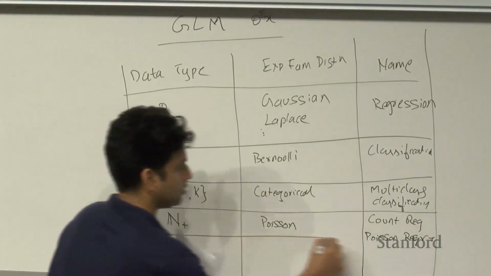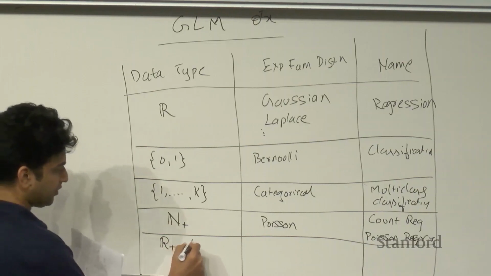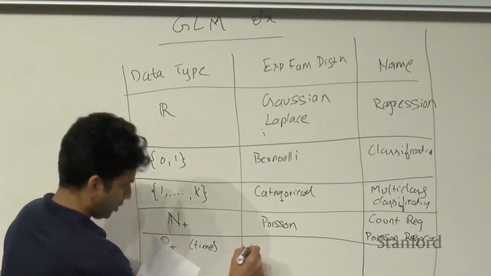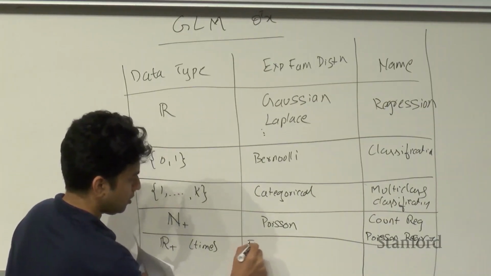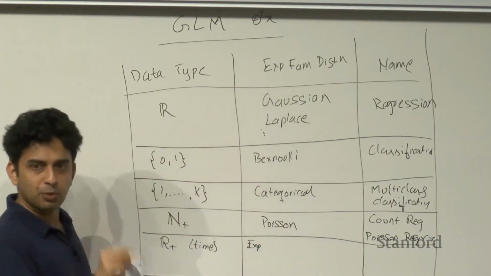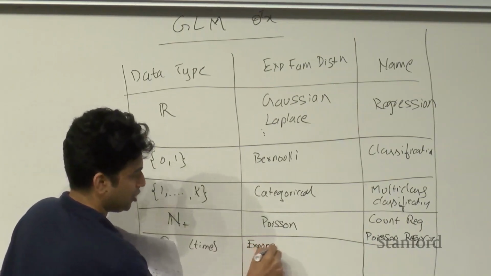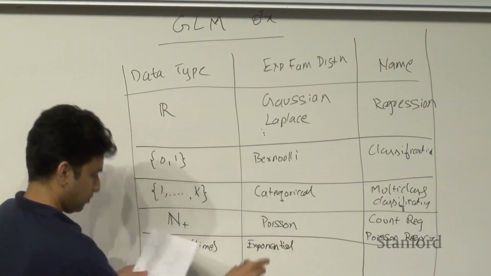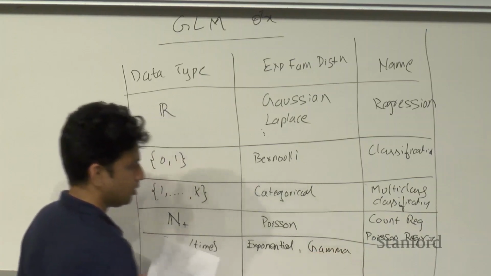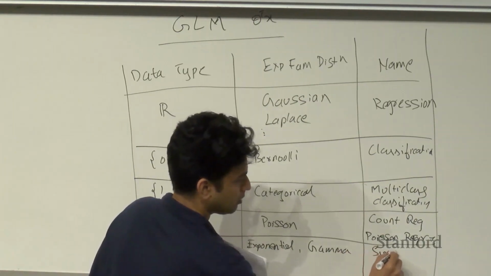Similarly, if it is positive real values, and specifically if your y variable is time to some event, then you have choices like exponential. The exponential distribution is distinct from the exponential family. The exponential distribution is a member of the exponential family. It may be confusing, but there's the exponential distribution, not the exponential family. Or you can use the gamma distribution. There are a few more. And generally, when you're trying to predict the time to some event, you call it survival analysis.